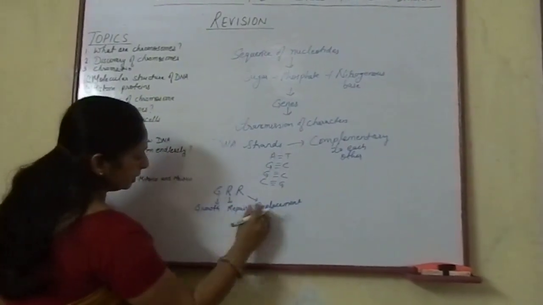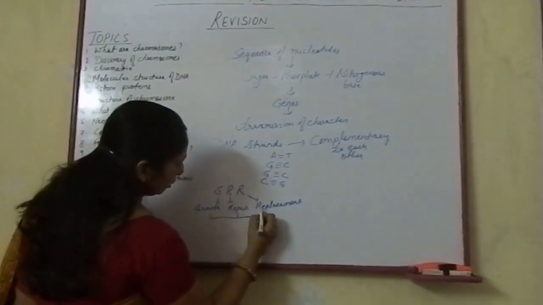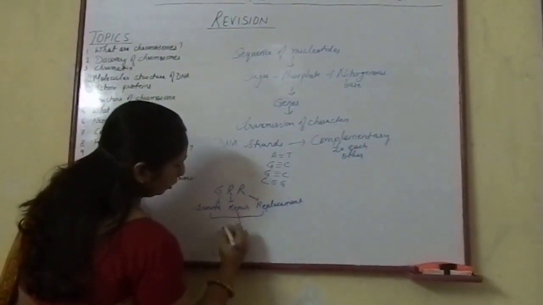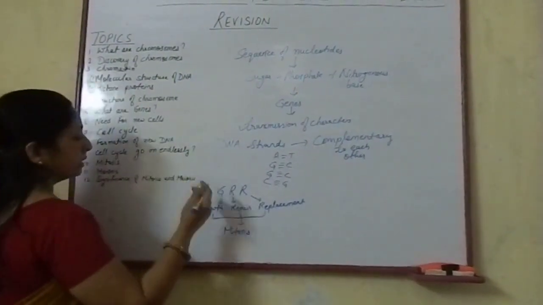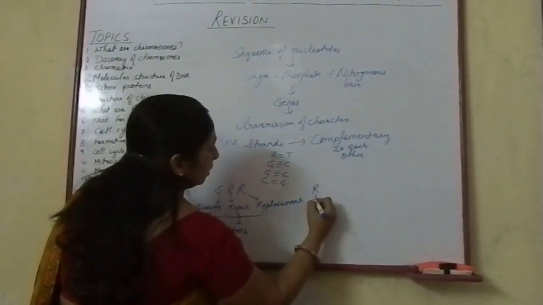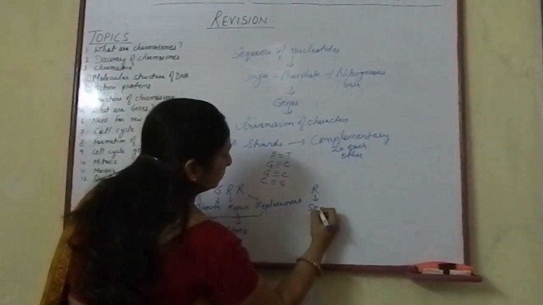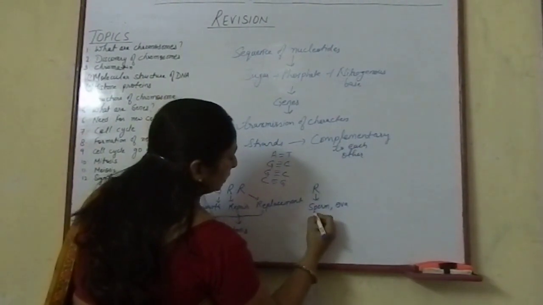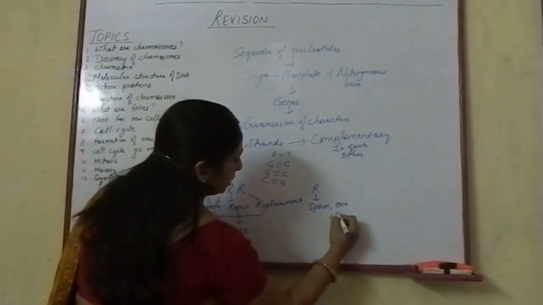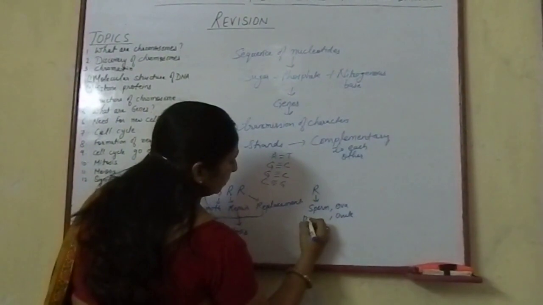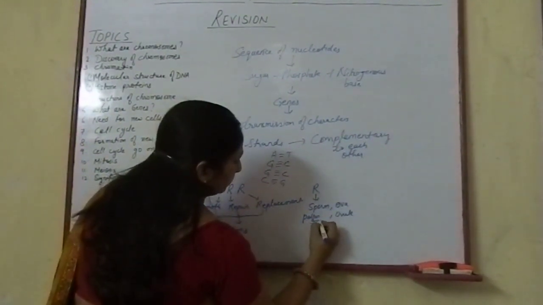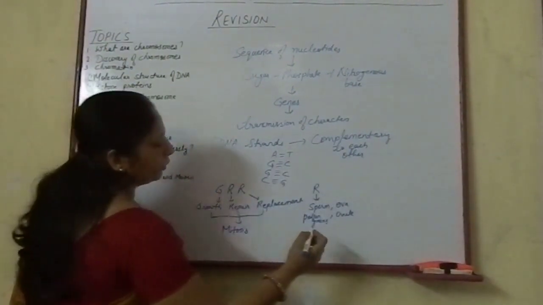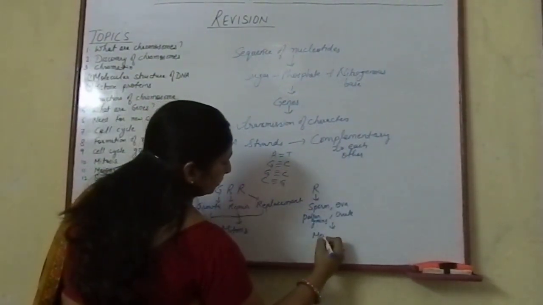So growth, repair and replacement, all these processes take place by the mitotic division or mitosis. Then the next is formation of reproductive cells, sperm or ova, or in the case of flowering plants, ovule and pollen grains. These reproductive cells are formed by the meiosis division.